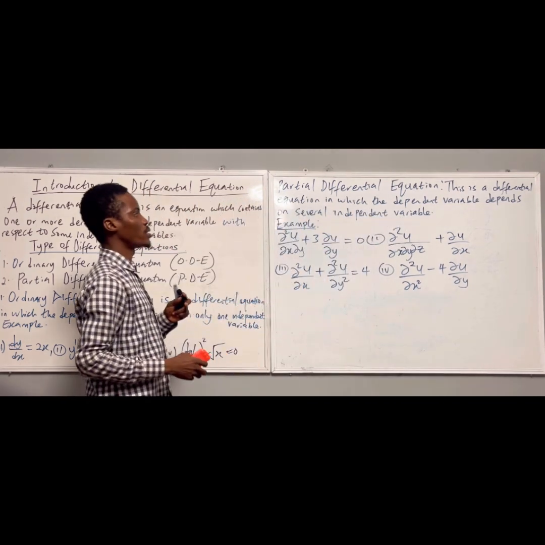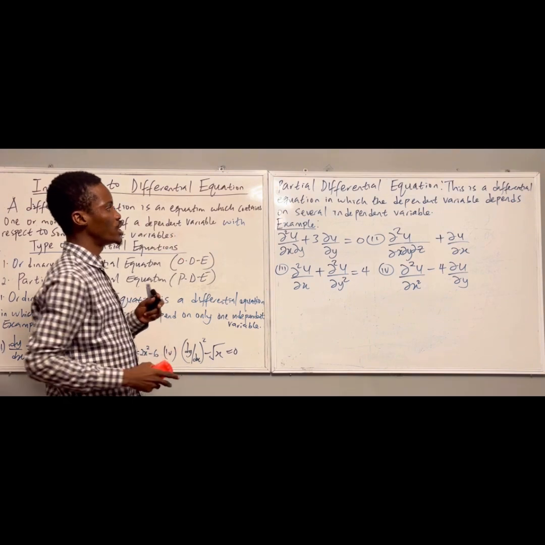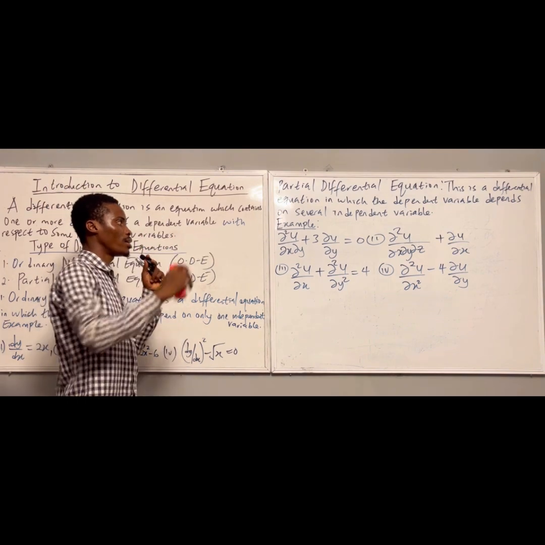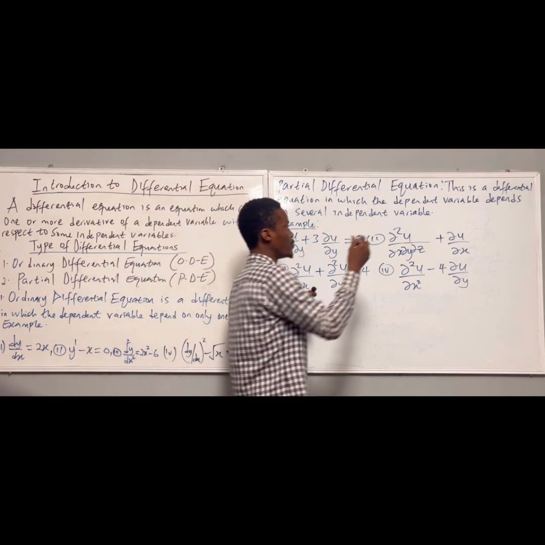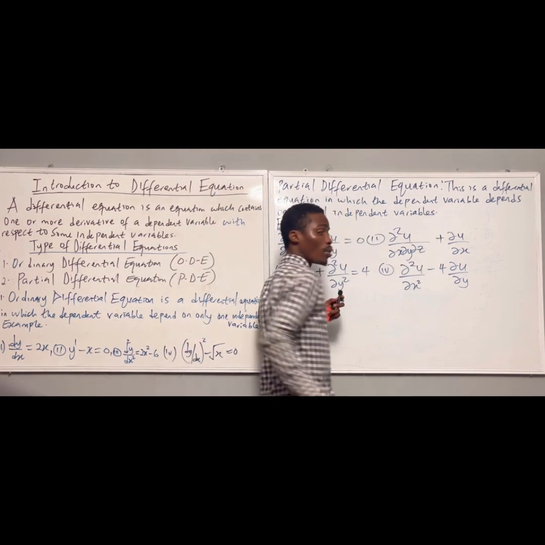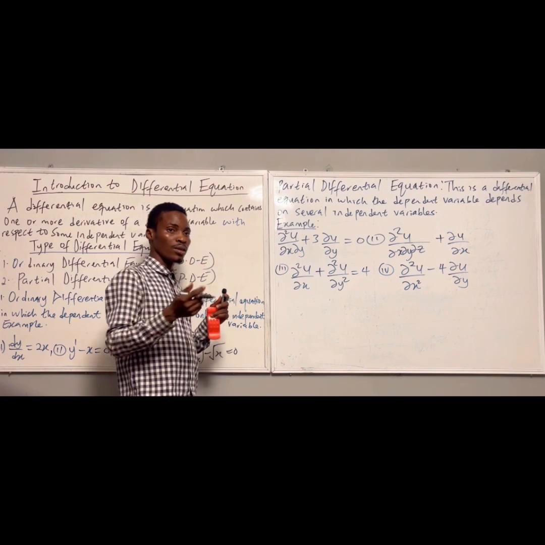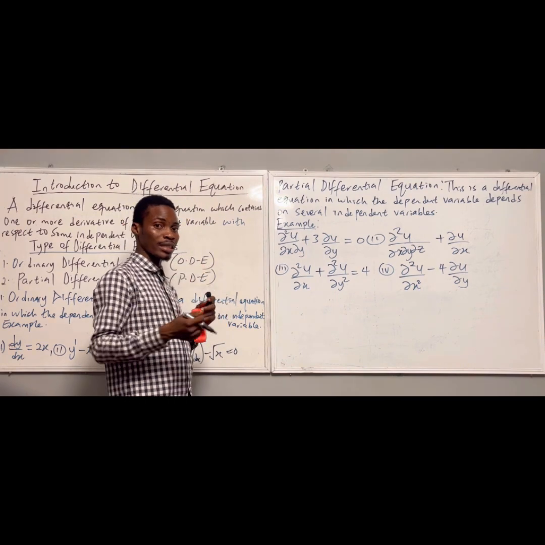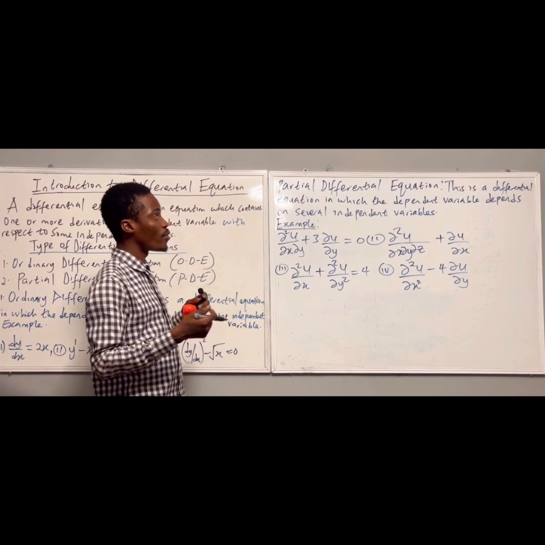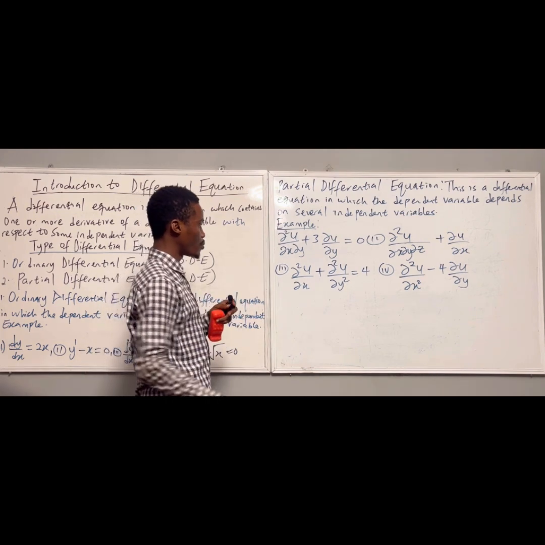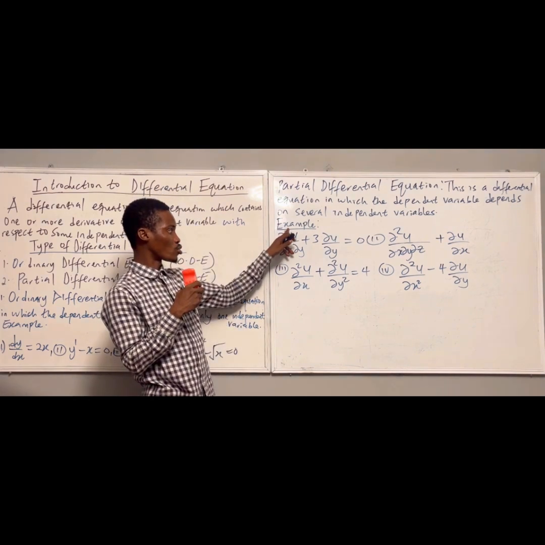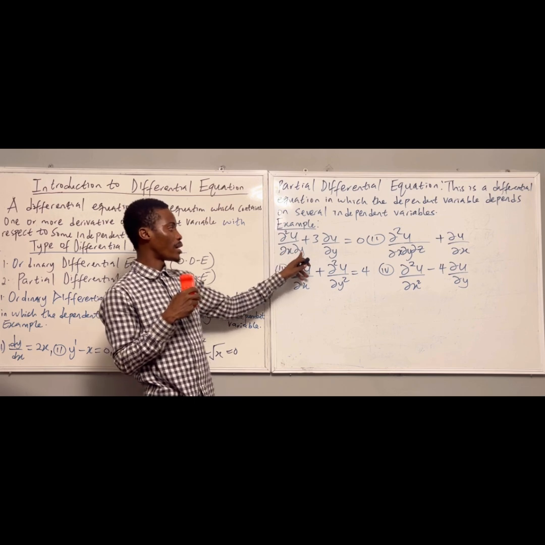Partial differential equation. This is a differential equation in which the dependent variable depends on several independent variables, more than one. When the dependent variable depends on more than one independent variable, we call that type of differential equation a partial differential equation. For an example, we have partial square u all over partial x partial y.